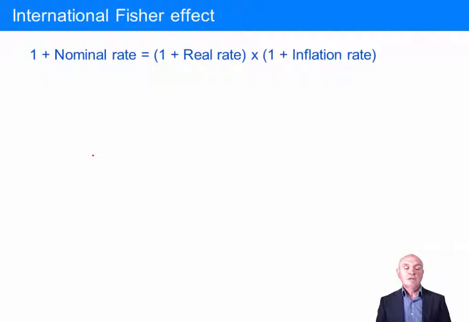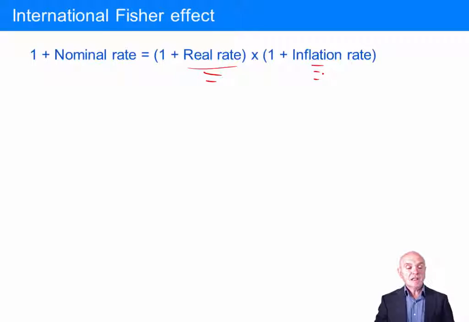Finally, we have what's called the international Fisher effect. And the international Fisher effect is really to do with interest rates, but it ties the other two together. We need to know about it a little bit. It says that really in the whole world there is only one real rate of interest. So this is unique. And what makes interest rates different in different countries is the inflation rate.